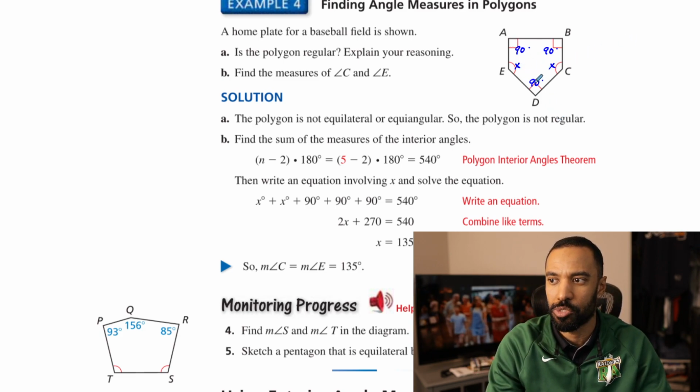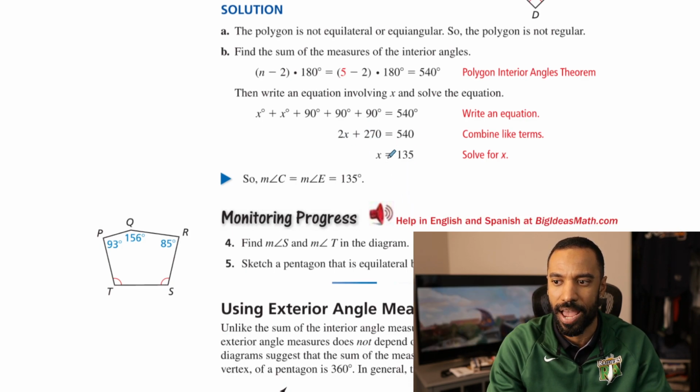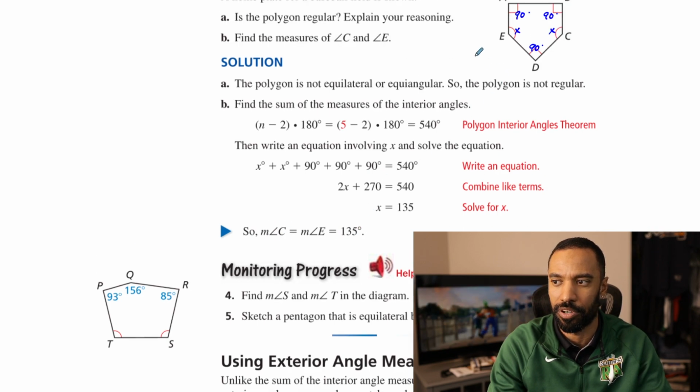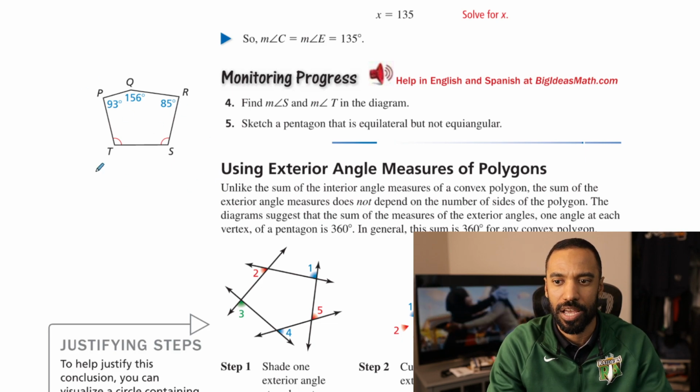Anyway, 2x's plus 3 90s is 540. 2x plus 270, subtract and divide by 2. You get x equals 135. Each measure of the angle is 135 degrees. Okay. Here's some more stuff. I'll let you play with that.